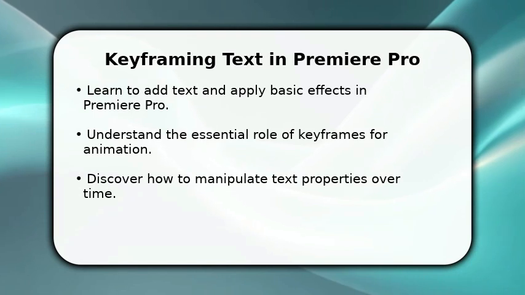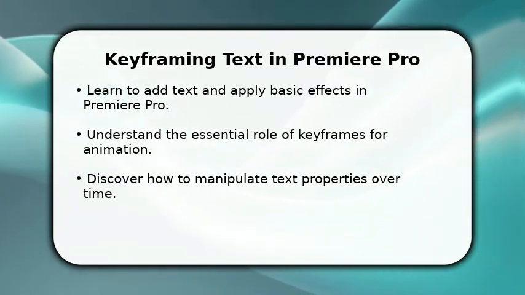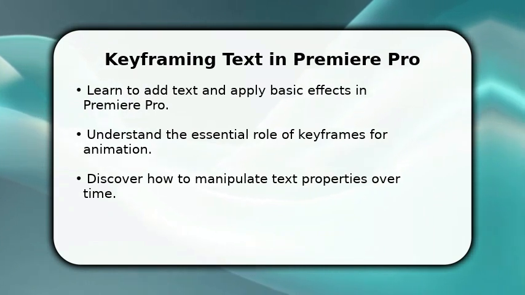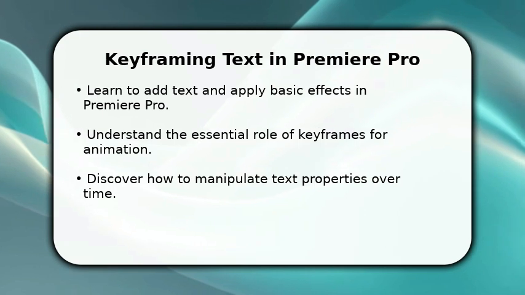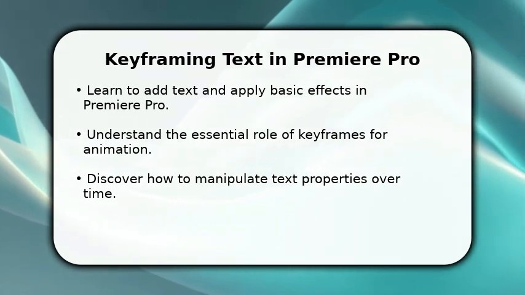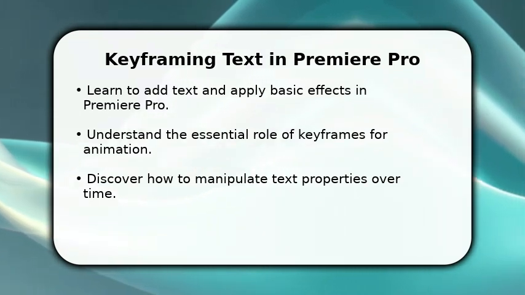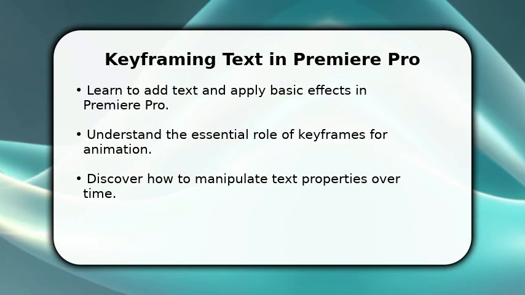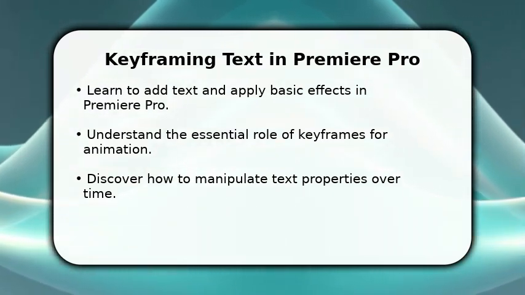In this video, I will explain how to keyframe text in Premiere Pro. First, open Premiere Pro and create a new sequence. Add a text layer to your timeline by selecting the Type tool and clicking on the program monitor. Type your desired text. Next, navigate to the Effect Controls panel to begin modifying its properties. This is where all the magic happens for animation.